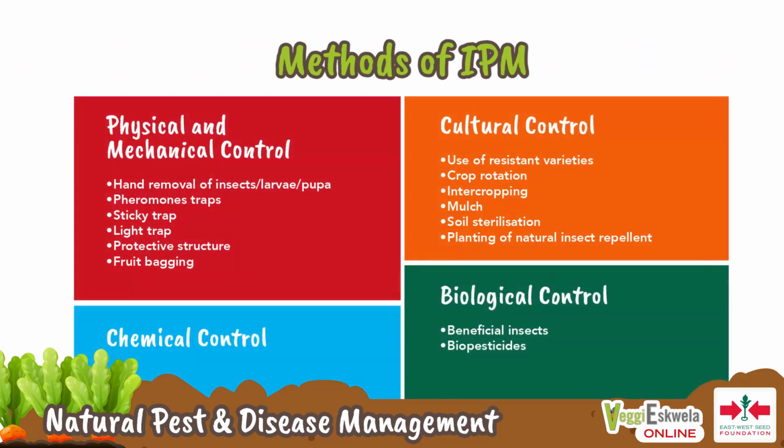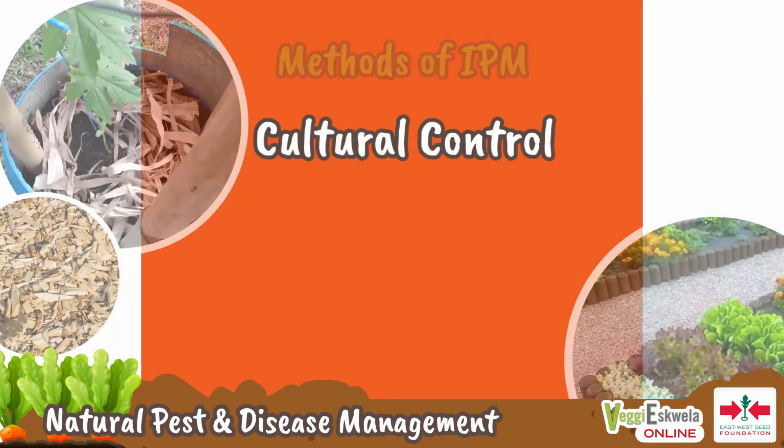As a way of controlling pests from reaching damaging levels, some of the control programs that can be employed are the following: physical and mechanical control, cultural control, biological control, and chemical control. In today's episode, physical and mechanical control, cultural control, and some biological control methods will be covered.